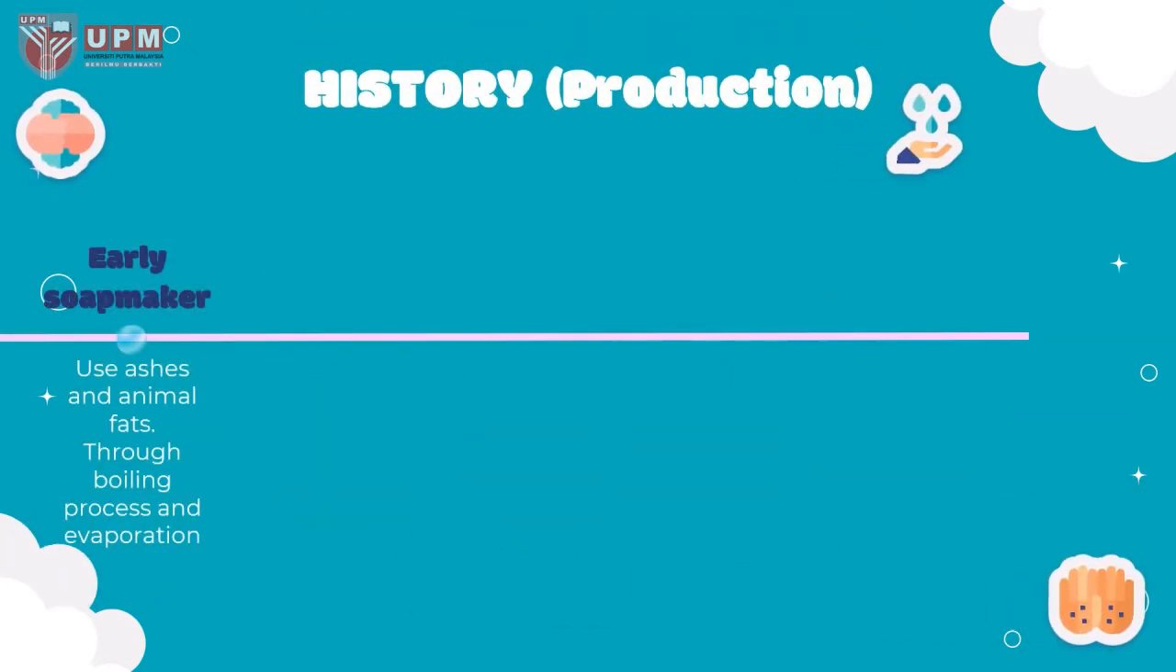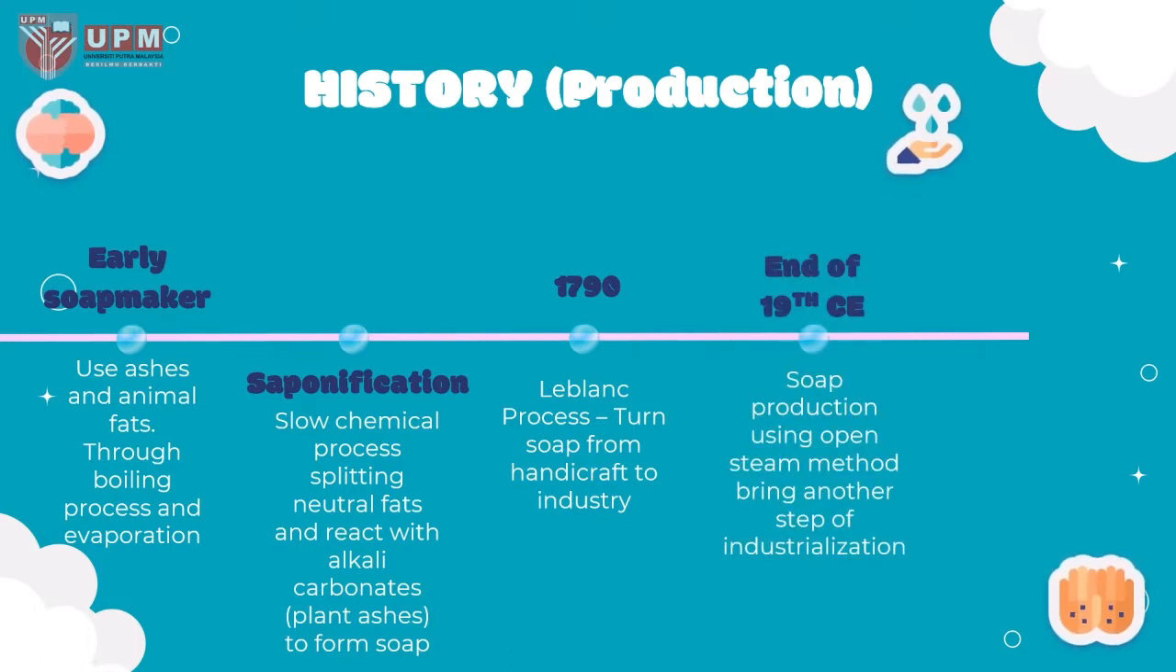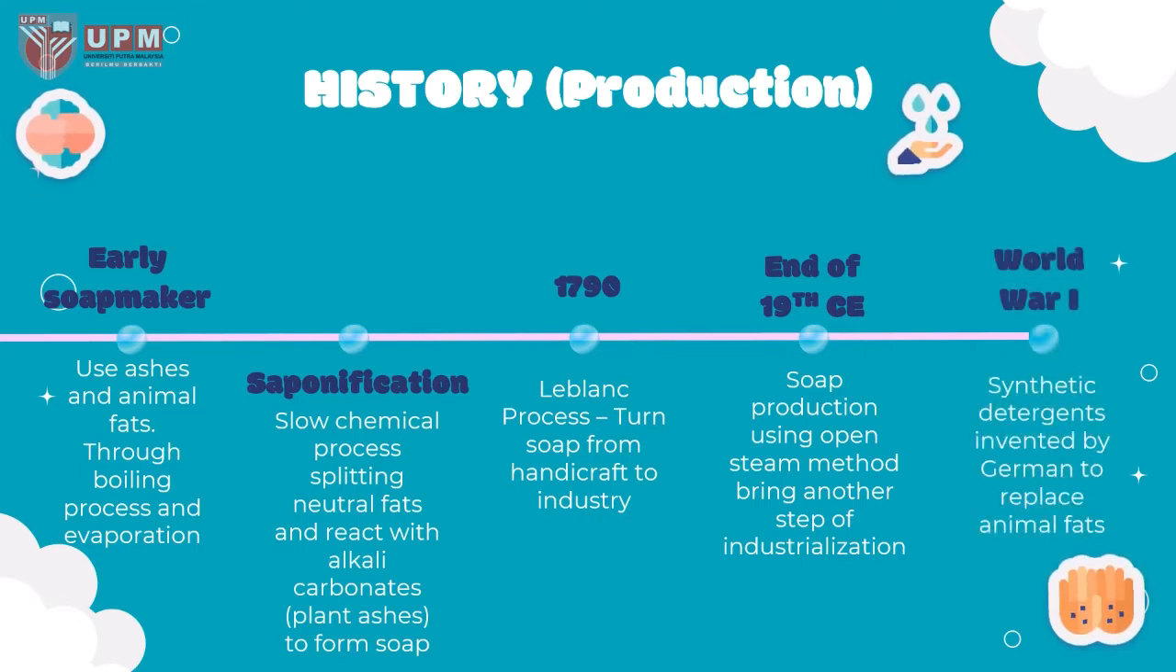Early soap makers used ashes and animal fats to make soap, through boiling, evaporation, and cooling processes. Saponification is a process where slow chemical splitting of neutral fats reacts with alkali carbonate from ashes to form soap. In 1790, the introduction of the Leblanc process turned soap from handicrafts to industry. At the end of the 19th century, soap production using the open steam method brought another step to industrialization. Synthetic detergent, invented by the Germans during World War I, replaced fats so that they could be used for other purposes.